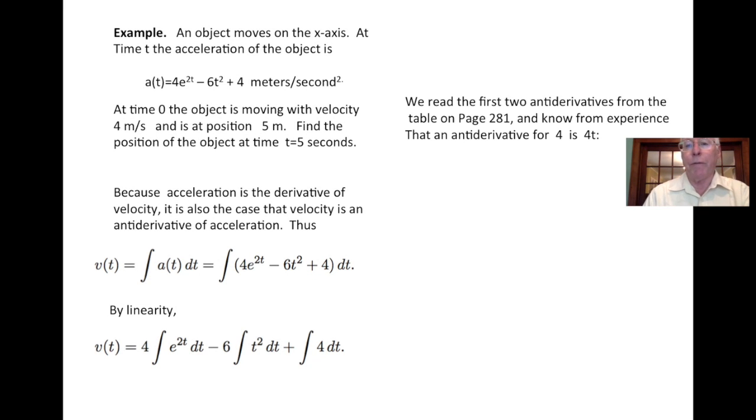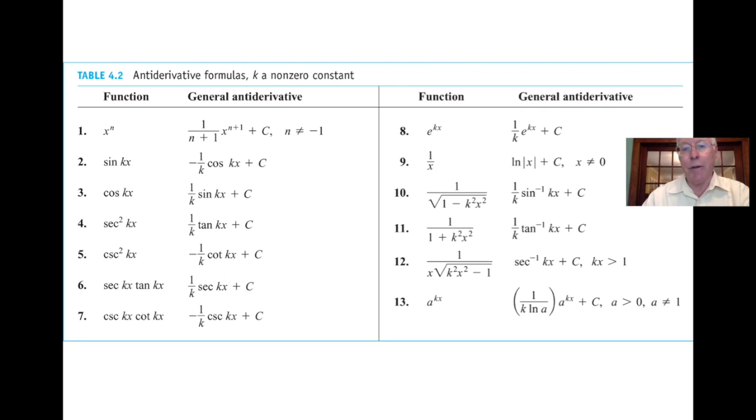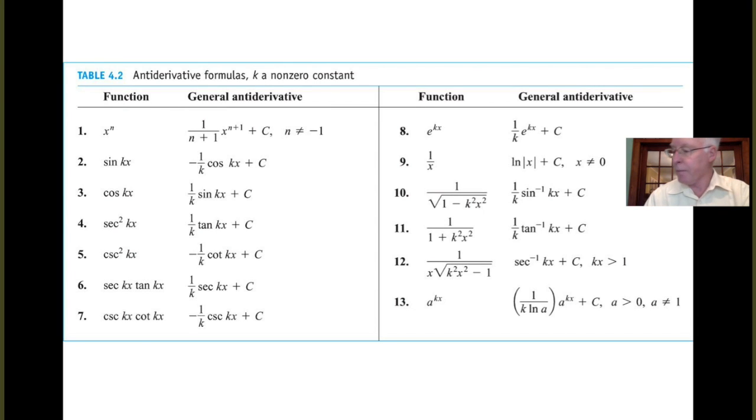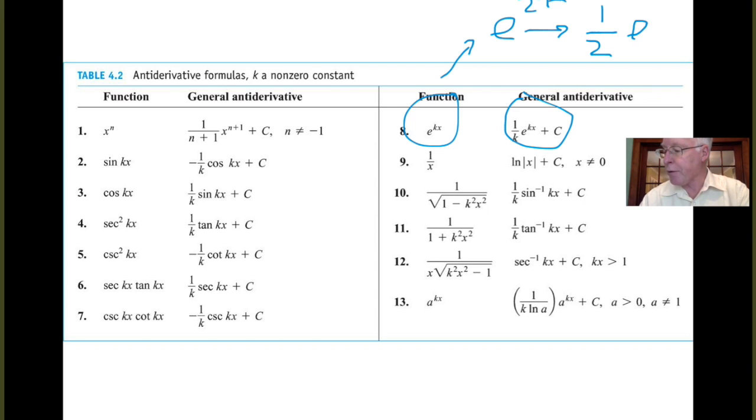So we can read the first 2 antiderivatives from the table on page 281. In fact, also the antiderivative of 4 is 4t. That comes from that 14th entry we included. So we'll take a quick look at the table here and see where we find these things. The first term there was the exponential. We were dealing with e to the 2t, so k was equal to 2. Of course, the variable is t rather than x, and we see from the table that this is going to become 1 over the constant k, 2, and then e to the 2t.